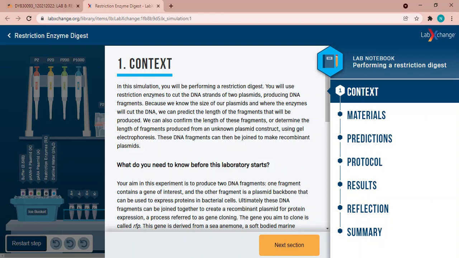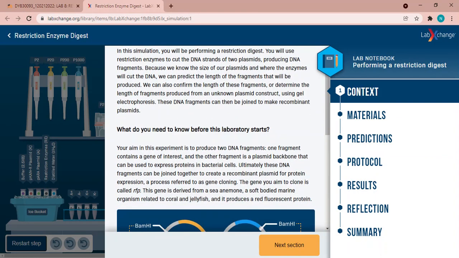We can also confirm the length of these fragments or determine the length of fragments produced from an unknown plasmid construct using gel electrophoresis. These DNA fragments can then be joined to make recombinant plasmids. So, what do I need to know before this laboratory starts? The aim in this experiment is to produce two DNA fragments. One fragment contains a gene of interest, and the other fragment is a plasmid backbone that can be used to express proteins in bacterial cells.